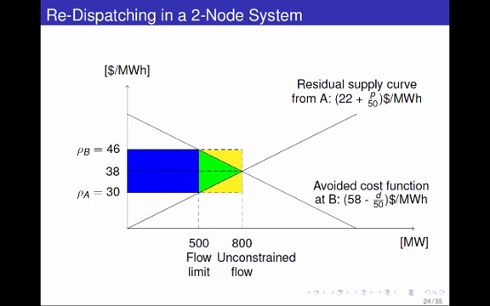So if there weren't any, I'm going to talk through this fast because we're running out of time, but the intuition is the following. If there weren't any transmission line, how much power would come from area A is the intersection of this supply curve and this demand curve. And we would get the result that we've already seen, that we would import 800 megawatts at this price, $38 per megawatt hour.